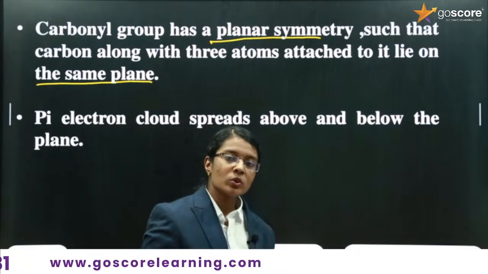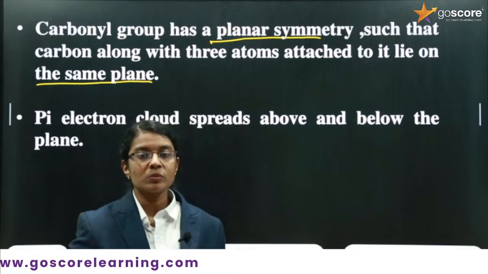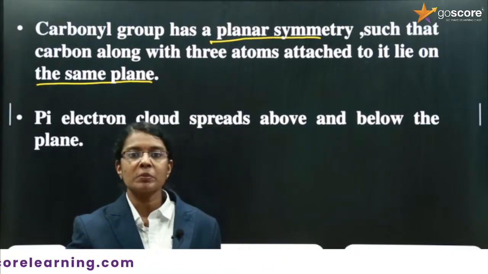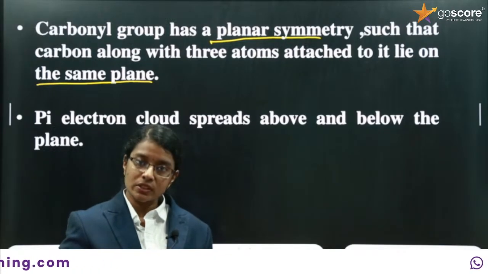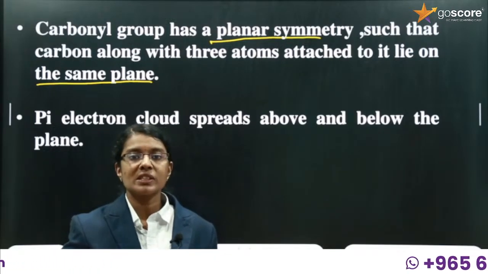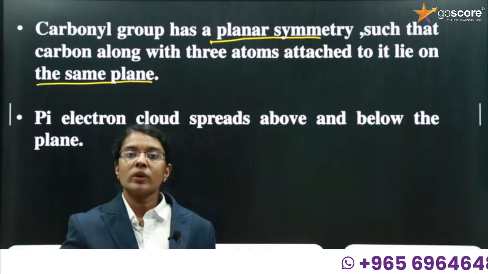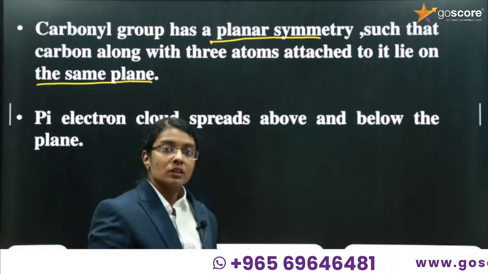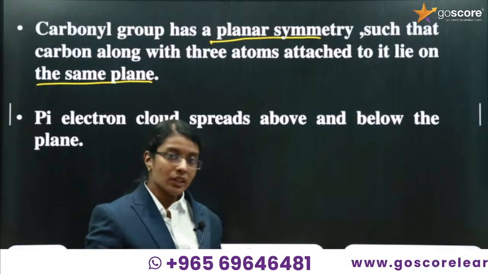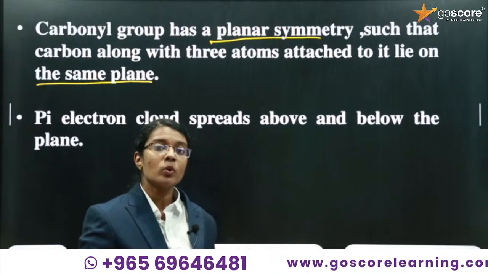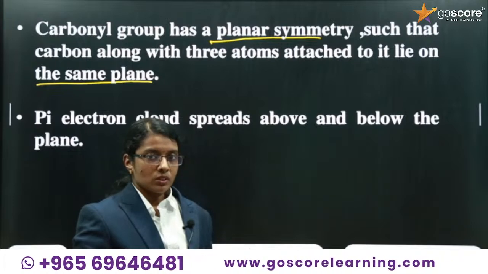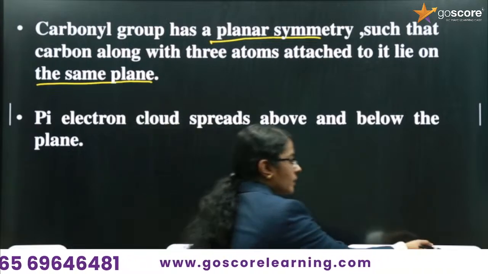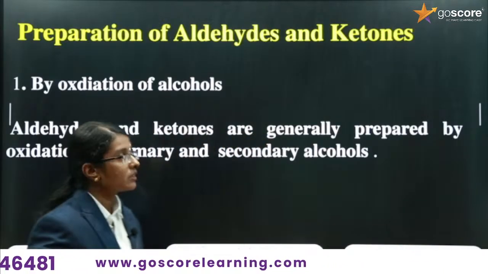So this is all about the structure of the carbonyl group. First, it is sp2 hybridized. The shape of the carbonyl group is triangular planar, and the bond angle will be 120 degrees. It has 3 sigma bonds and 1 pi bond. I hope everyone is clear.